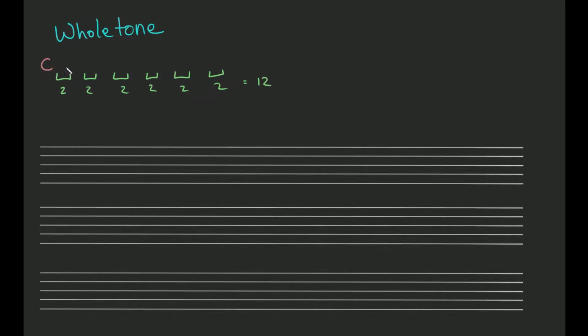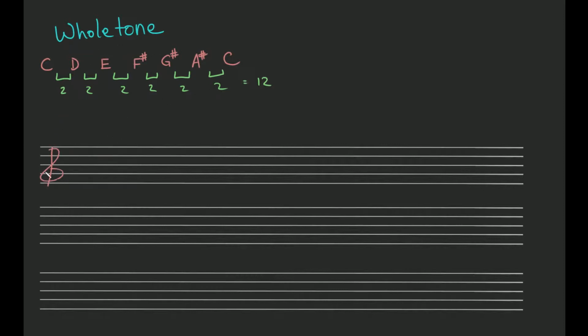So if you were to start on C, you would have C, and then up a whole step would be D, up a whole step would be E, up another whole step is F sharp, up another whole step is G sharp, up another whole step is A sharp, and finally one more whole step is C. So here's all your notes in a whole tone scale. If you were to use sharps and you start on C, it would probably look like this.